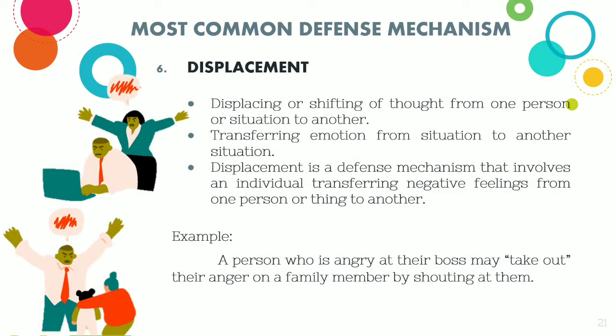The sixth common defense mechanism is displacement. Displacing or shifting of thoughts from one person or situation to another. Transferring emotion from one situation to another situation. Displacement is a defense mechanism that involves an individual transferring negative feelings from one person or thing to another. Example: a person who is angry at their boss may take out their anger on a family member by shouting at them.